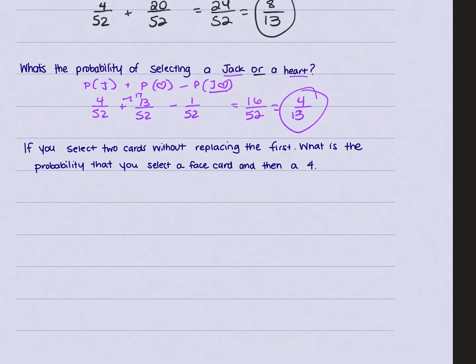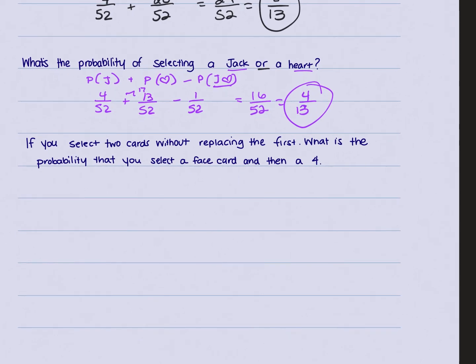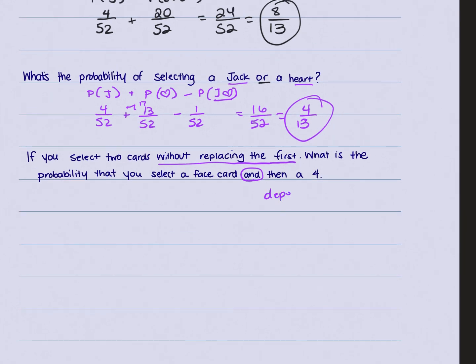And the last one, if you select 2 cards without replacing the first, so without replacing is obviously important, what's the probability that you'll select a face card and then a 4? So an and means multiply, and we have to figure out if it's independent or dependent. Because you don't replace it, this is dependent. So it's the probability of picking a face card times the probability of picking a 4 given a face card is already gone. So there are 12 face cards out of the 52.